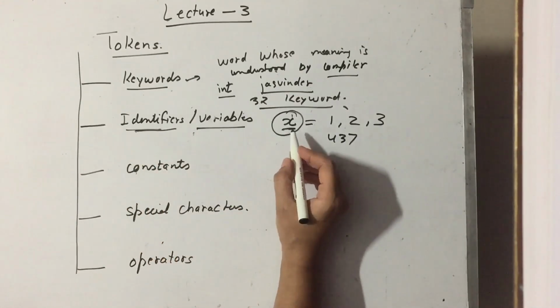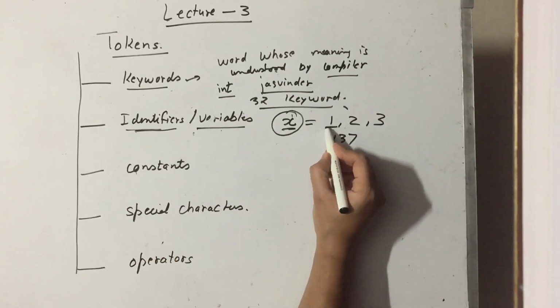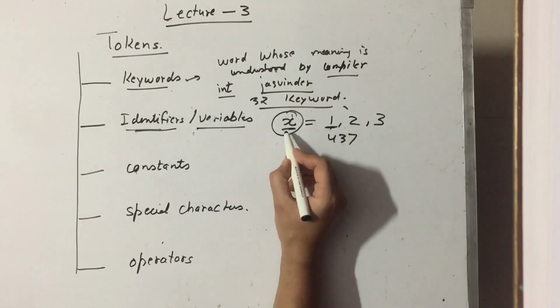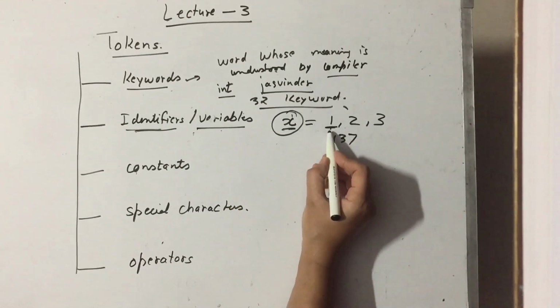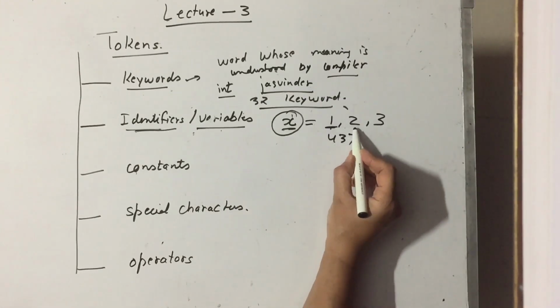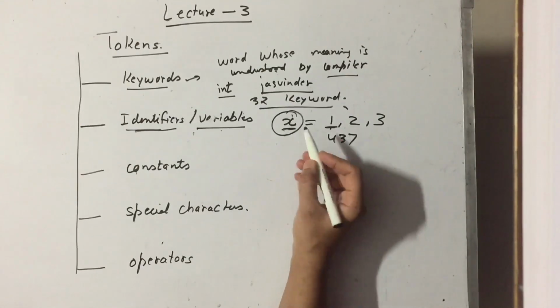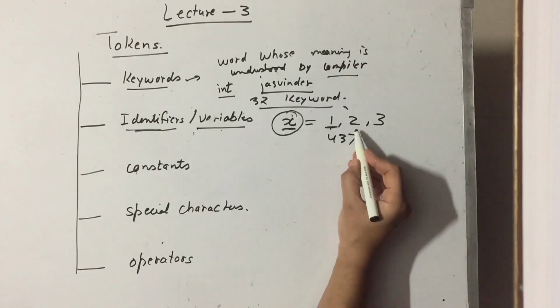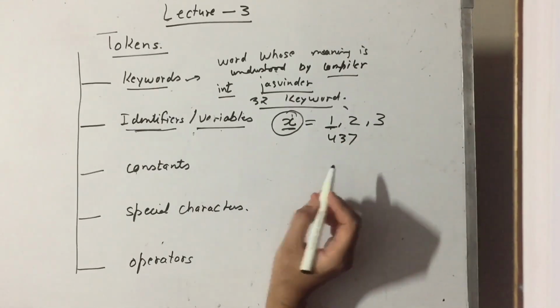Identifier means the value that is 1 will be identified by x in your computer. 1 की पहचान क्या है? x. 2 कैसे पहचाना जाएगा? x से, because x की वैल्यू कितनी है? 2 और maybe 3.